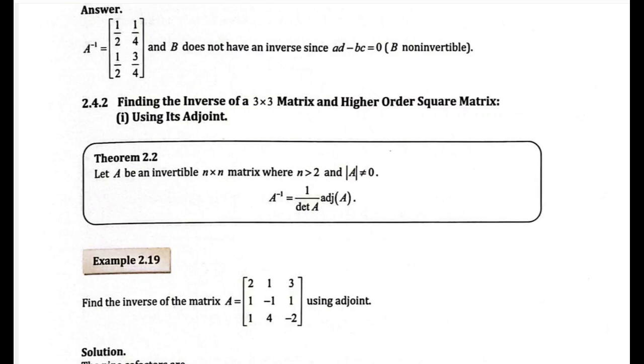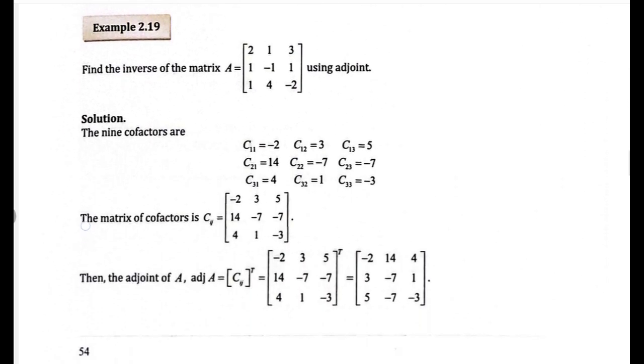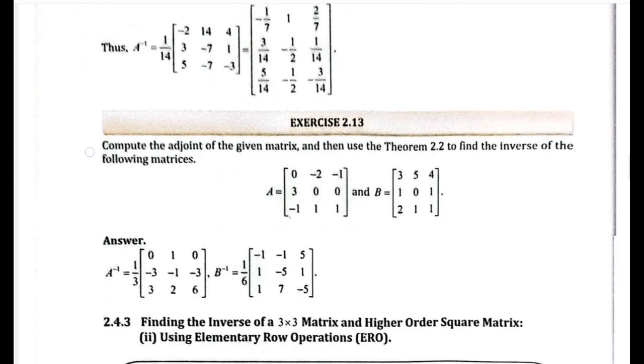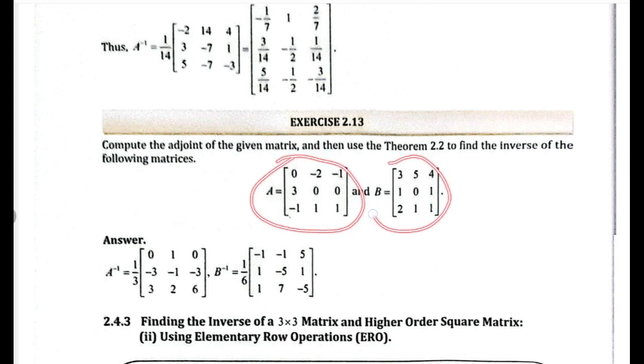Alright, so we have learned up until theorem 2.2, which is actually on how to calculate the adjoint and how to calculate the determinant, and we are going to use these two calculations later on to look for the inverse. So let's discuss how to actually use the formula in finding the inverse for these two matrices. So let's start with A.